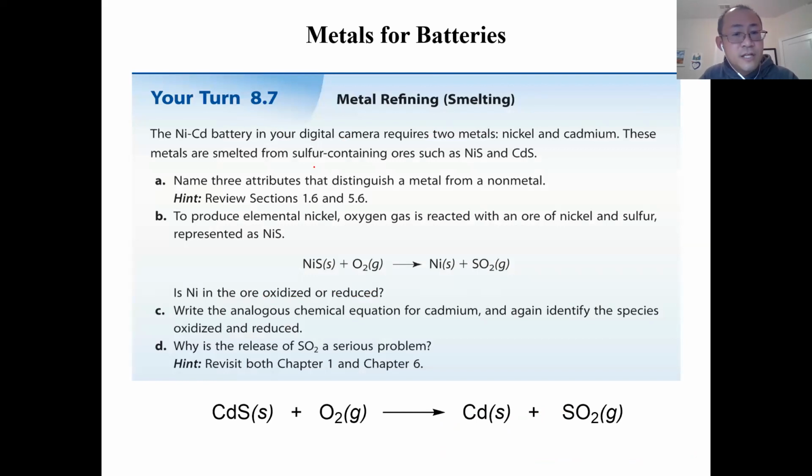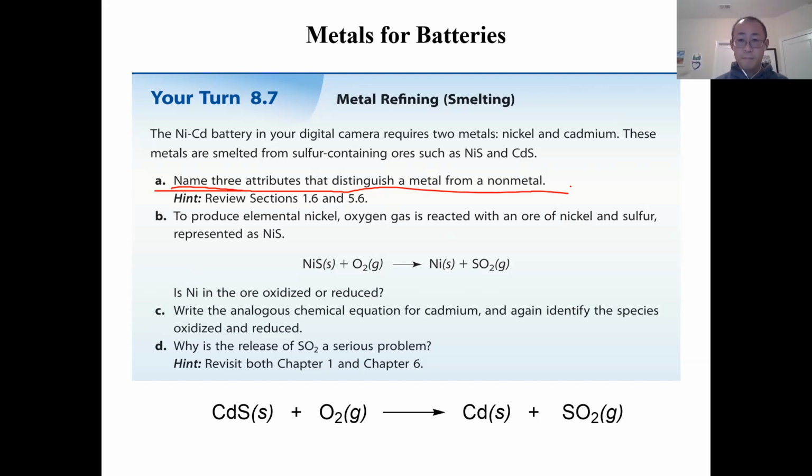And here is a practice. Based on what we learned about metals and redox reactions, it's kind of a review practice. Here we can work through it quickly together. Our first one: name 3 attributes that distinguish a metal from a non-metal. We talked about this topic in chapter 1.